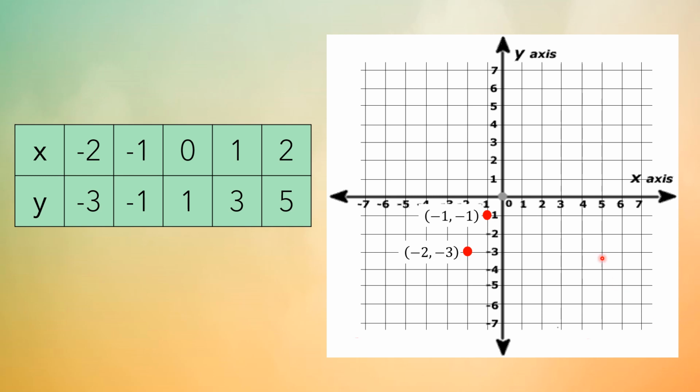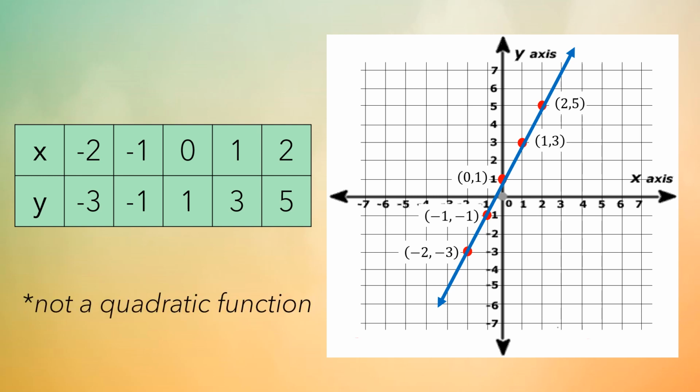Next, 0, 1. As you can see, the value for the x-coordinate is 0, so magpa-fall ang ating point sa eksaktong y-axis. So let us plot the point and then name this as 0, 1. Next is 1, 3. So ayan yung point ng 1, 3. And the last is 2, 5. 2 of x and 5 of y. And then let us now connect the dots so we form a line. As you can see, we formed a straight line. So this is not an example of a quadratic function.